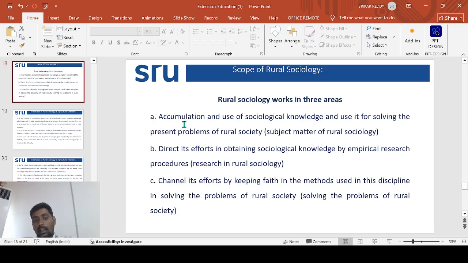Sociology can direct its efforts in obtaining sociological knowledge by empirical research procedures. Gathering and collecting information is fine, but information is considered fact only when it is proven. So there is always scope for sociology to obtain its information through empirical research, through calculation, numerics and proofs. If the empirical research is proven, the sociological science will automatically be considered as proven facts. So sociology has a scope for obtaining its knowledge by empirical research procedure, and it will be scientifically proven.